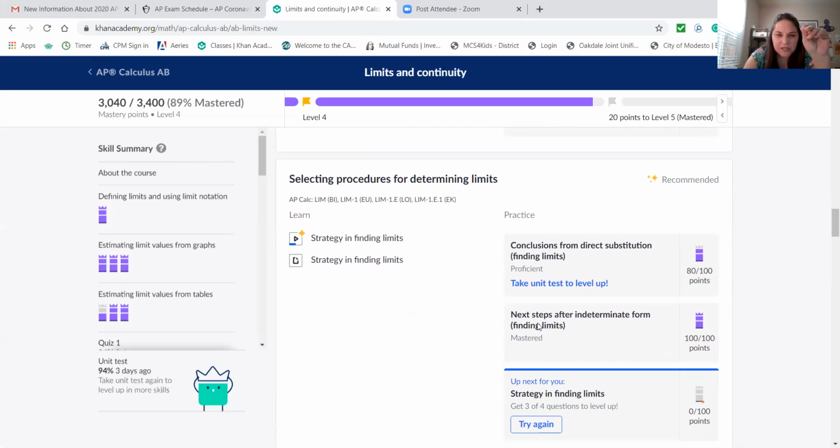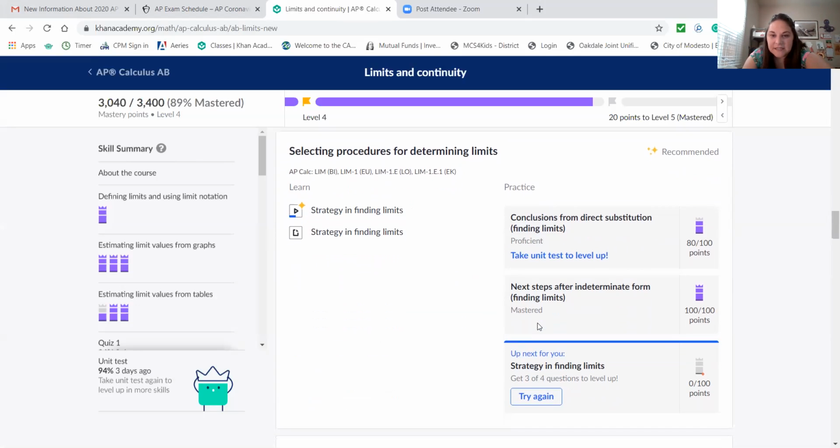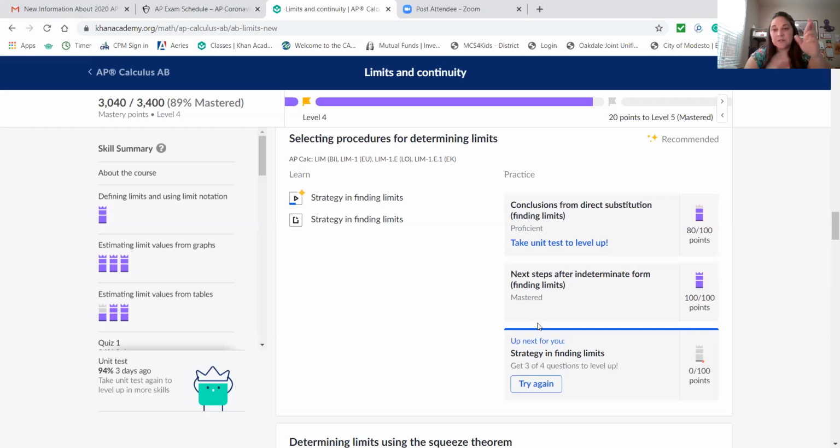Anyway, so now I'm going to go to the one that says selecting procedures. And I'm going to do these 3 skills, and hopefully I'll do well with you so I don't have to do this video again. So the first one says, what are the different kind of conclusions you can get from direct substitution? And that would either be that we know what the limit is, we get 0 over 0, or we get a numeric value over 0, which means it's an asymptote.